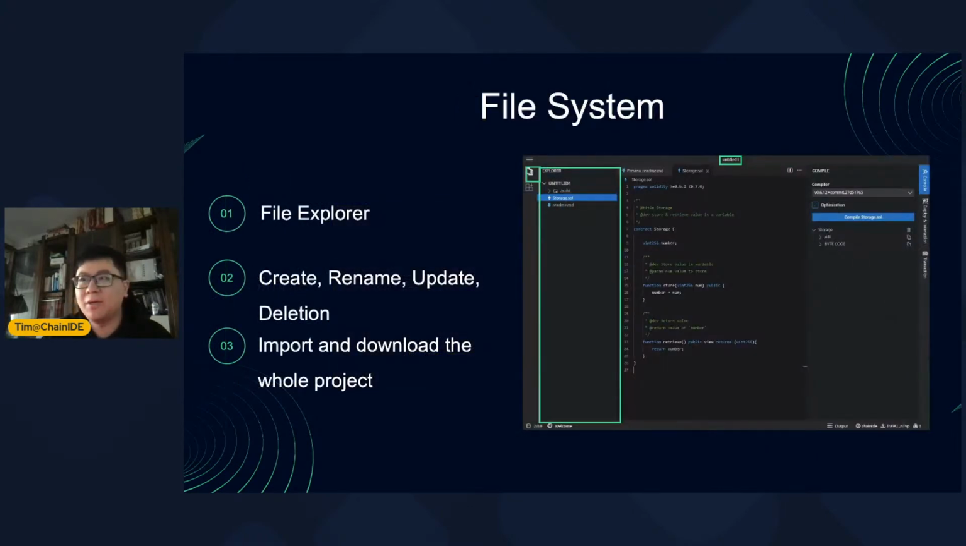The first one to go through is the file system, right? It's a file explorer tab on the left of ChainIDE, and developers can create, rename, update, and delete all these files. And all these files are persisted in the cloud backend. So note that ChainIDE has a cloud backend, and users can import and download whole projects.